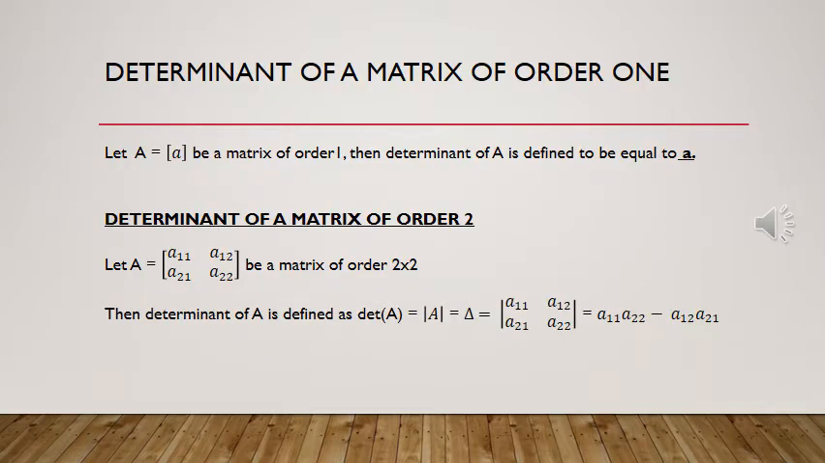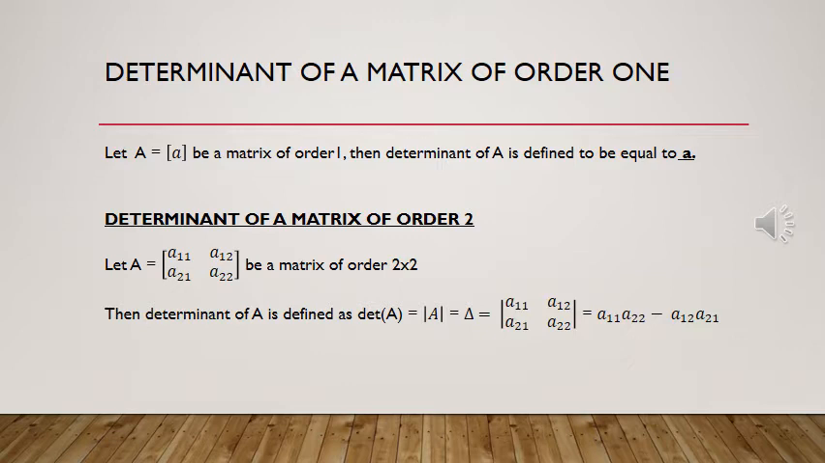Now let's learn how to find the determinant, or value, of a matrix of order 1. Let A be a matrix with a single element. Why do we call it order 1? Only one row and one column. So it's a matrix of order 1.